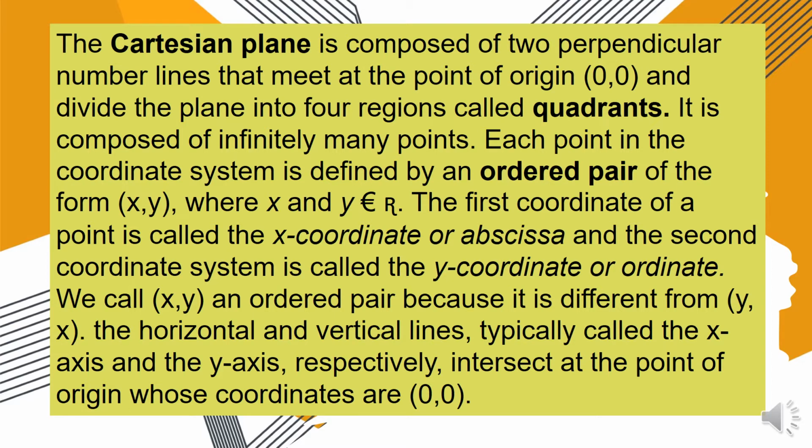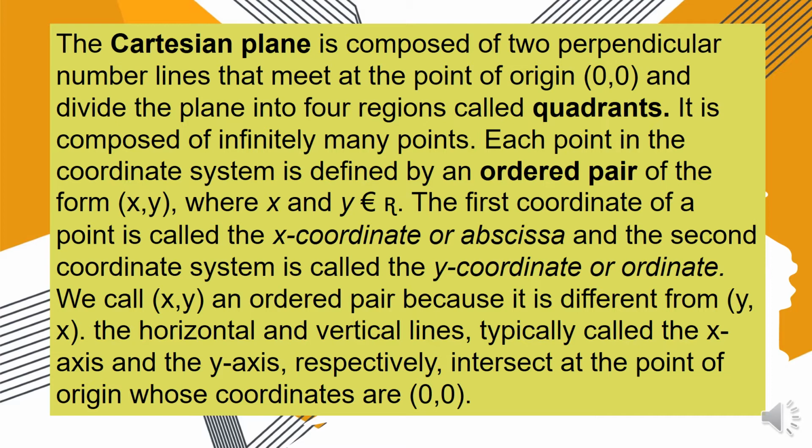It is composed of infinitely many points. Each point in the coordinate system is defined by an ordered pair of the form (x, y), where x and y are elements of R. The first coordinate of a point is called the x coordinate or abscissa, and the second coordinate is called the y coordinate or ordinate. We call (x, y) an ordered pair because it is different from (y, x).